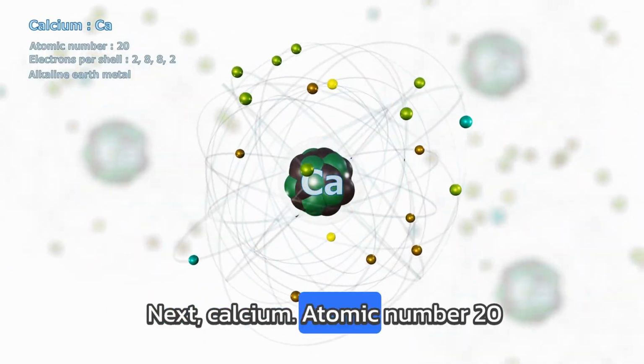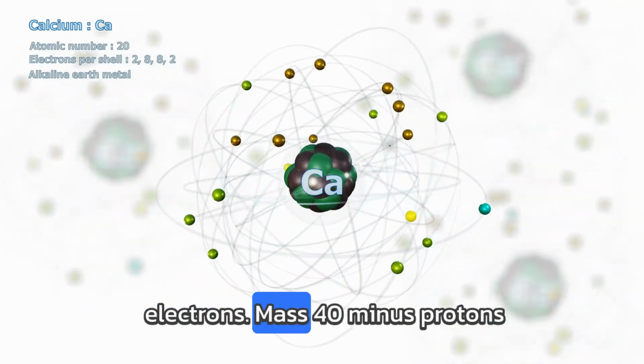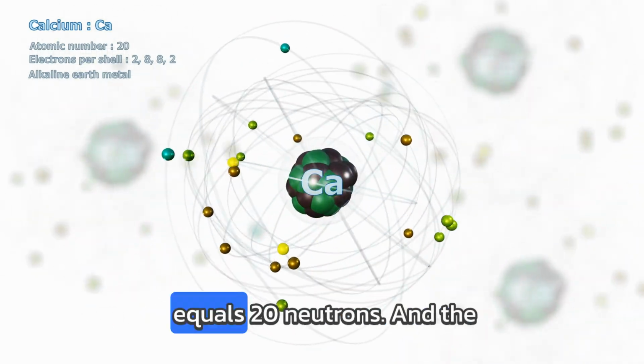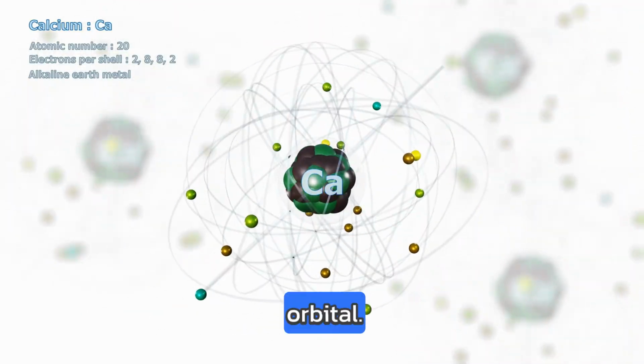Next, calcium. Atomic number 20 means 20 protons, matched by 20 electrons. Mass 40 minus protons equals 20 neutrons. And the valence electrons? 2 in the 4s orbital.